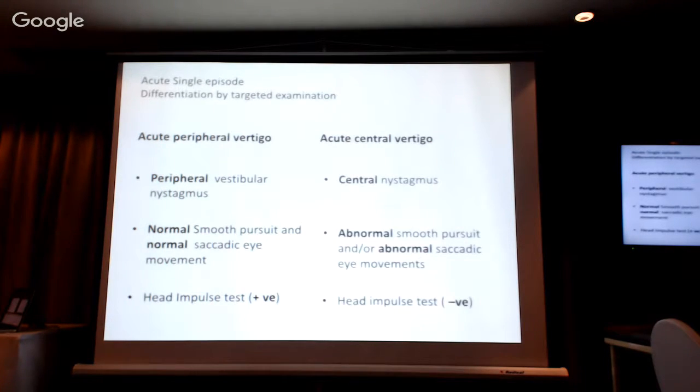Whereas in central vertigo, they may have one of the central patterns of nystagmus. Their eye movements may be abnormal, and their head impulse test is negative. Mind you that this is there in the website, so you can go to it and everything is there.